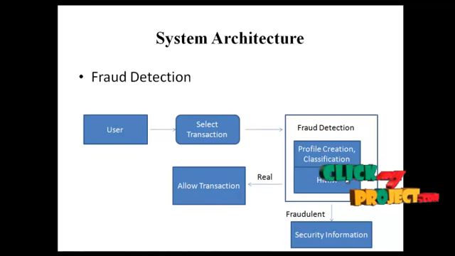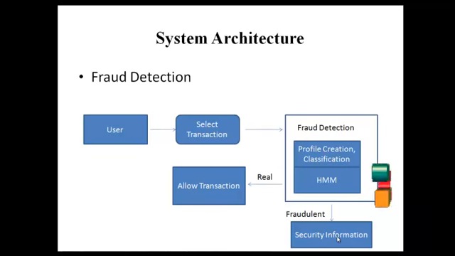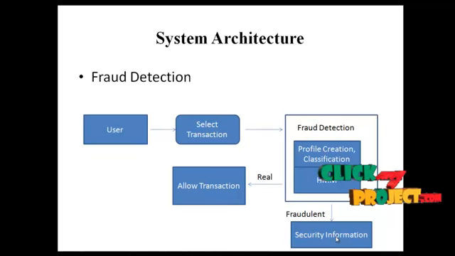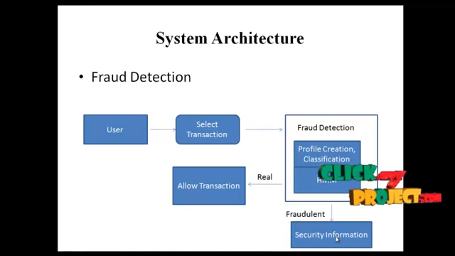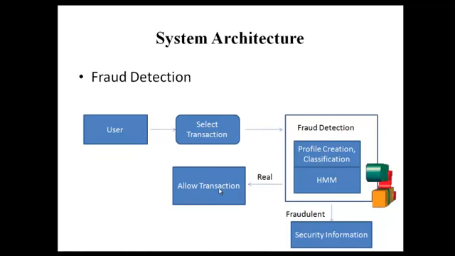Classification results with the HMM will help to verify the fraudulence of the transaction. If the transaction is fraudulent, then the security information form will appear. If the information the user enters is matched with the database and all information is correct, then the transaction will be done securely. Otherwise, the user transaction will be terminated. If the transaction was real, then the user transaction will be processed.